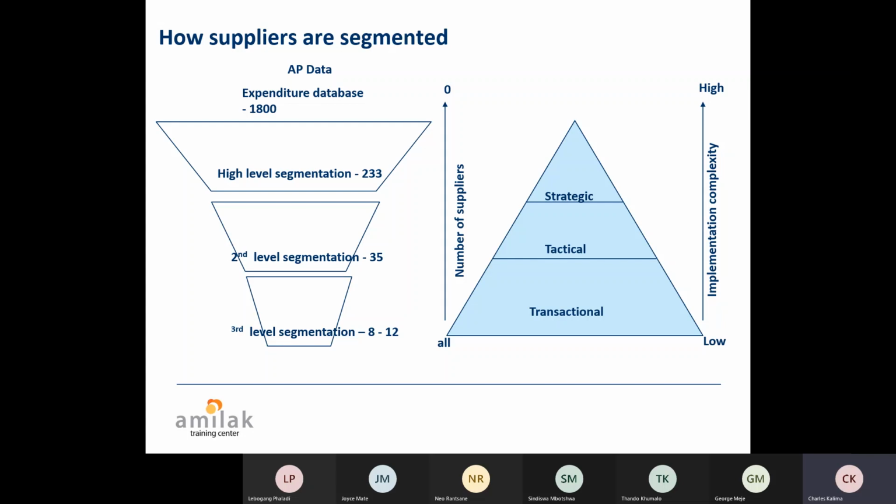On the right side, the picture shows that the more complex the transaction is to implement, the fewer suppliers you are going to have. So you are going to have more strategic suppliers with a smaller number of suppliers, and you are going to have a multiple number of suppliers where there are fewer activities happening with them. Okay, there will be more suppliers in the top range and fewer suppliers in the bottom range.